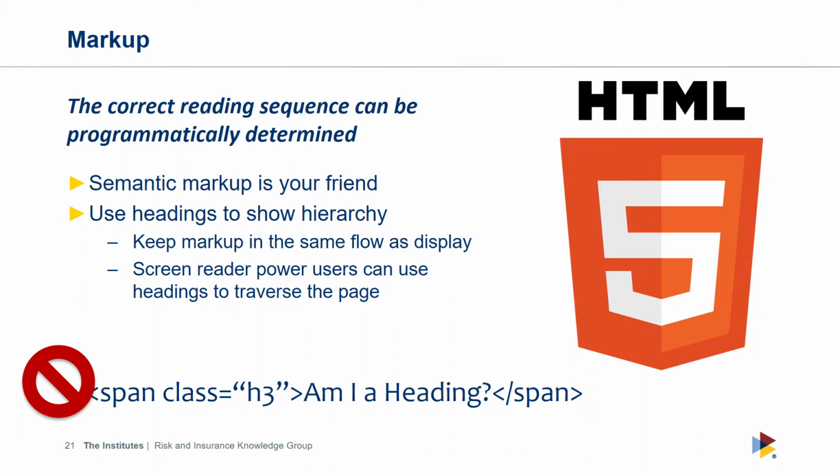Correct sequence can be programmatically determined. Semantic markup is your friend. You want to use headings to show hierarchy. You want to keep markup in the same flow as display. The bugaboo on this one is going to be tab content. So if you have tabs where you have the title tabs up at the top and then content is in a whole different place, or content is served via React from the Shadow DOM or something, that's going to be difficult.